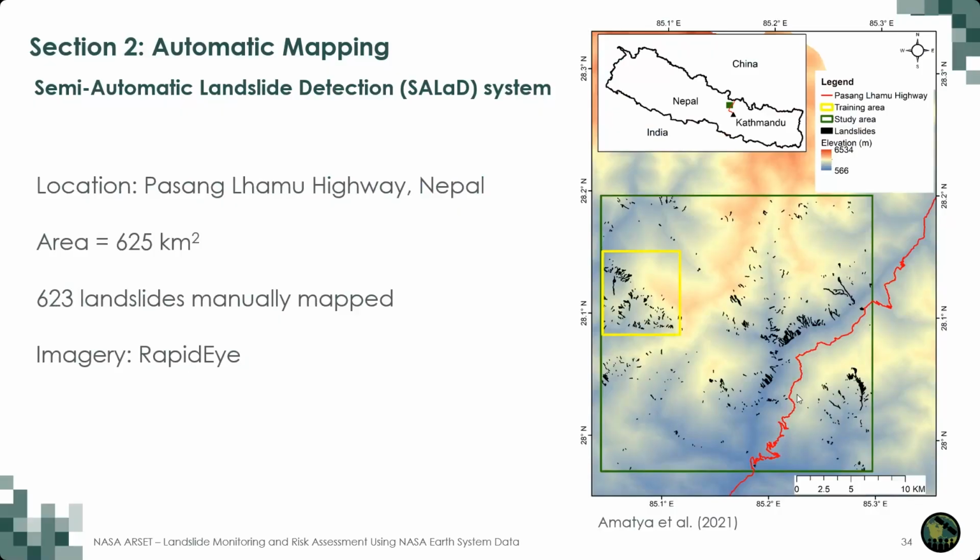Within the RapidEye imagery itself, 623 landslides were manually mapped. Out of that, 148 landslides in the yellow polygons were used to train the random forest model, and the remaining 475 landslides were used to validate the results of landslide inventories generated automatically using SALAD.